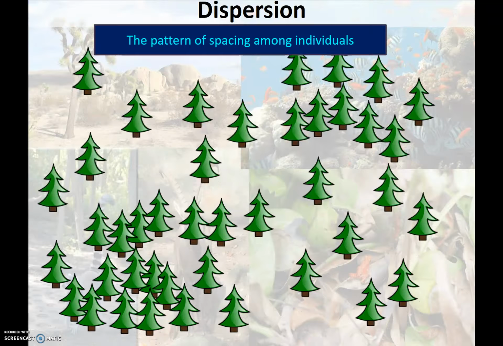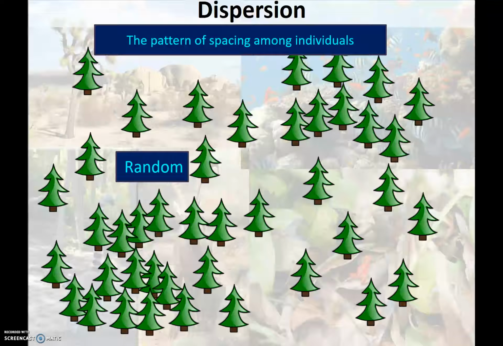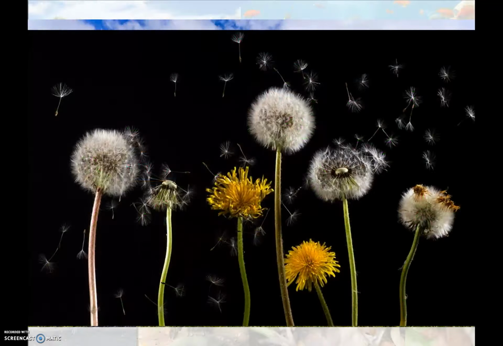Now, dispersion is the pattern of spacing among individuals. So in dispersion, here I have this forest, and I can see there's not really any trend or pattern to it. So this is called random dispersion. So how does this happen?